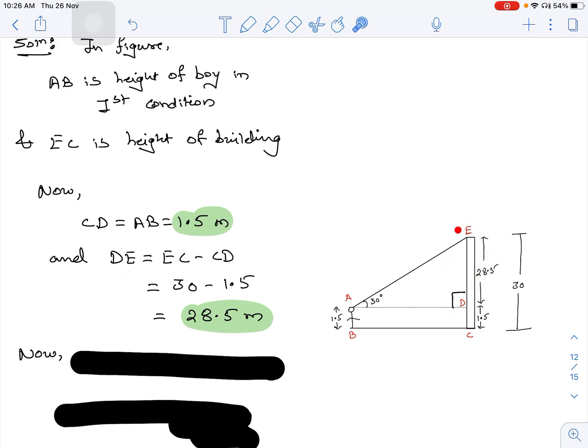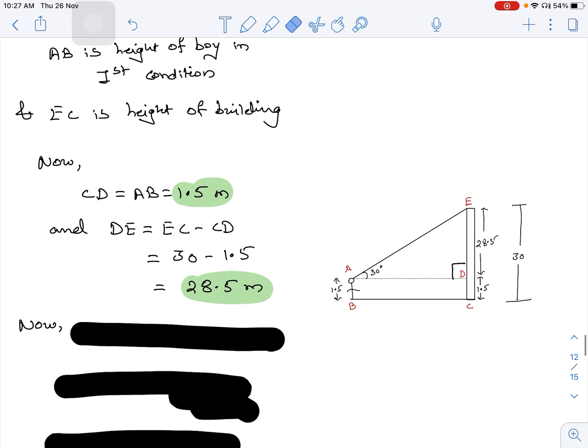Now why are we finding this DE? Because the angle of elevation is from point A. If it was from point B, there would be no need to find this distance. So now this DE is what? EC, that is the total height of the building minus the height of the boy. So that is 30 minus 1.5, which equals 28.5.